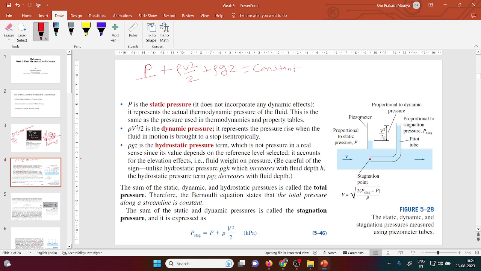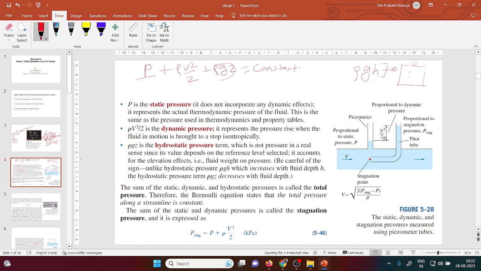Rho V square by 2 indicates the dynamic pressure, and rho g z represents the hydrostatic pressure. Don't be confused here. The rho g h, as you studied in the class of hydrostatics, is different. Let's say here is water in this tank. That pressure increases with the depth, but this one is different. This depends on the datum.